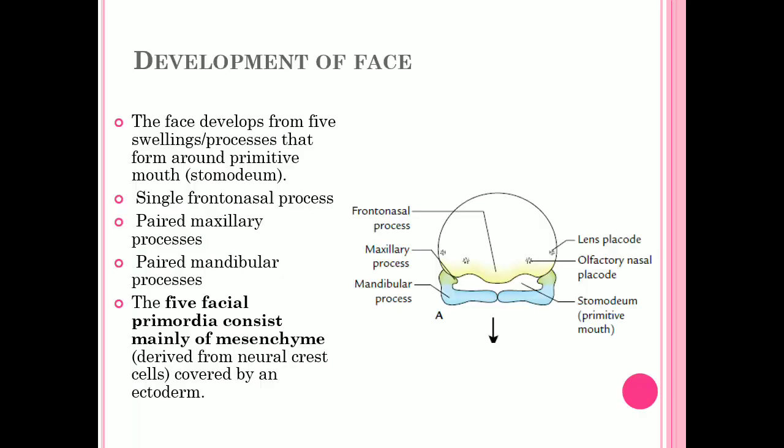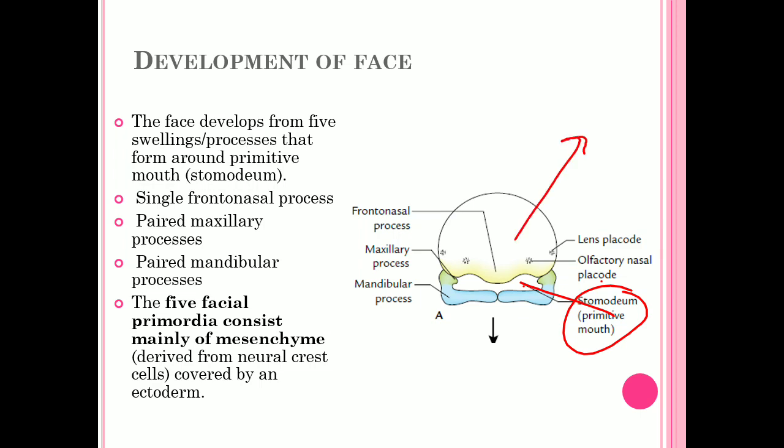Today we will discuss development of face and palate. Face develops from 5 swellings which are present around the primitive mouth. This is primitive mouth or stomodeum, and around it 5 swellings are present, or the 5 processes.